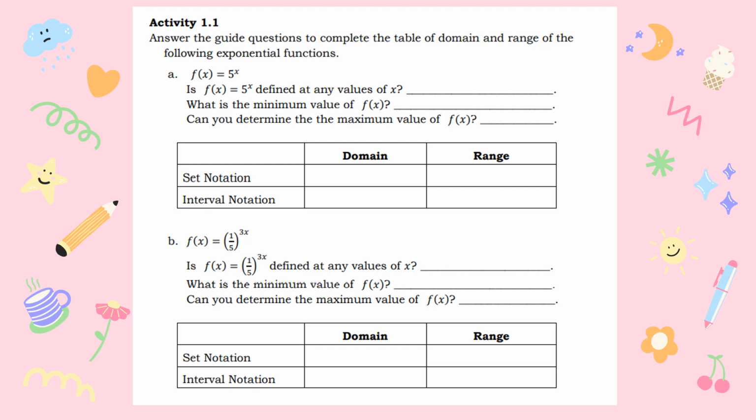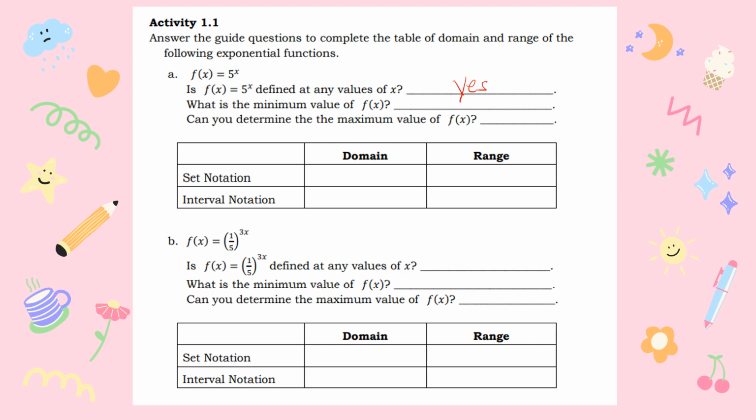Okay, let's start. So, letter A is f of x is equal to 5 raised to x. We will be answering the guide questions to complete the table of domain and range of the following questions. Is f of x equals 5 raised to x defined at any value of x? The answer here is yes. Any value of x can be.